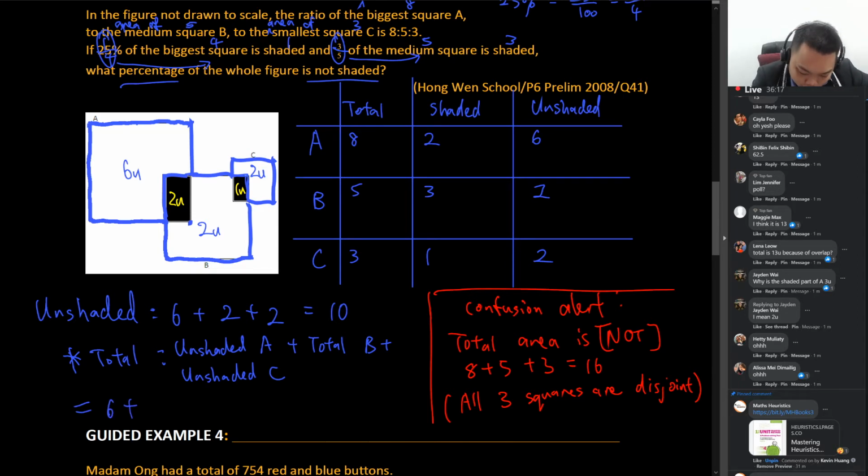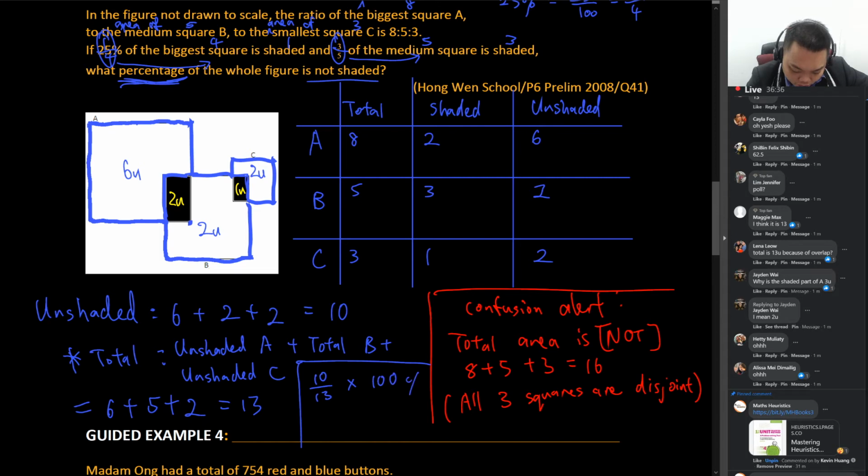So this would be 6 plus 5 plus 2. This would give you 13. And once you got this already, the percentage of the whole figure that is not shaded will be 10 out of 13 times 100%. Okay, careful here. Ten out of 13 times 100.